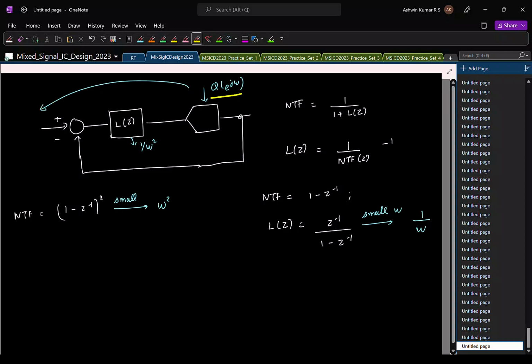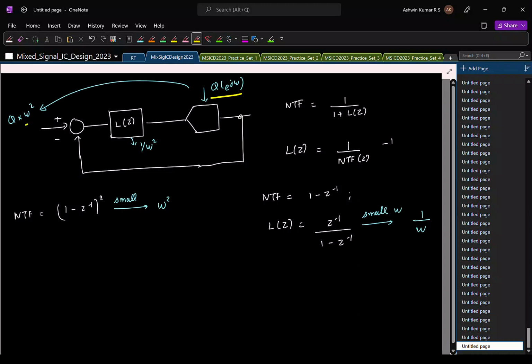I have Q of e power j omega times omega square, and before that I have a block which has a gain of 1 by omega square. So if I push it back, it will be divided by that gain. So it will be Q into omega square, right? Just divided by that gain.